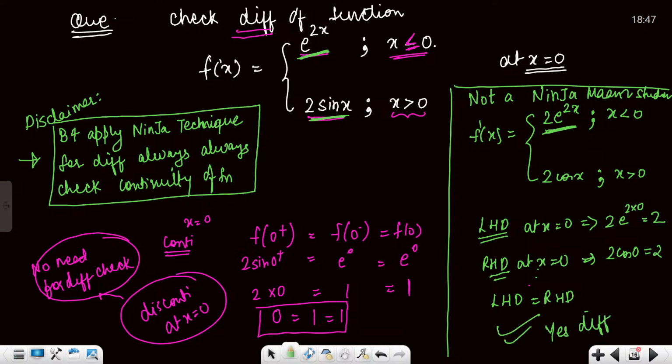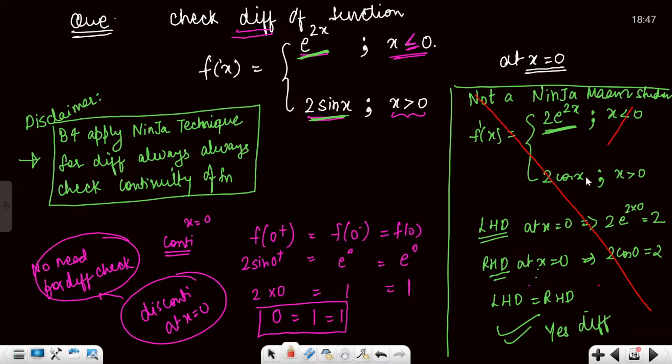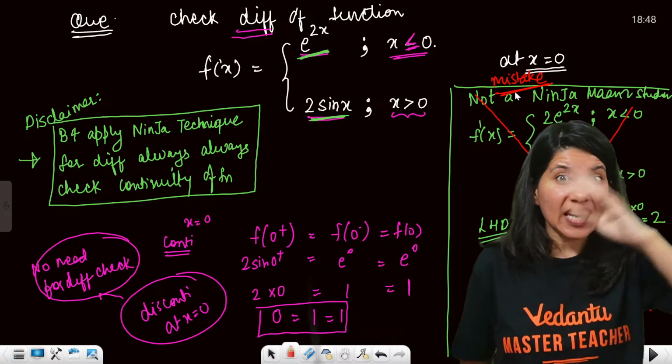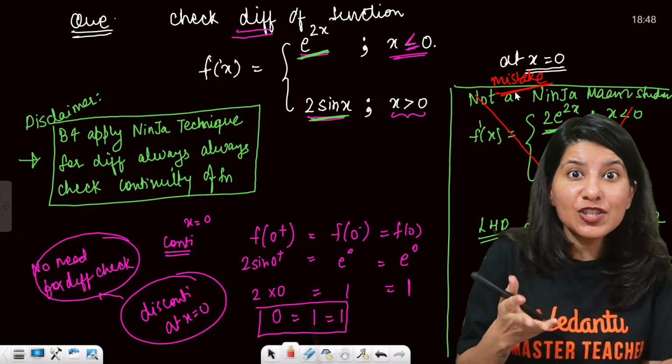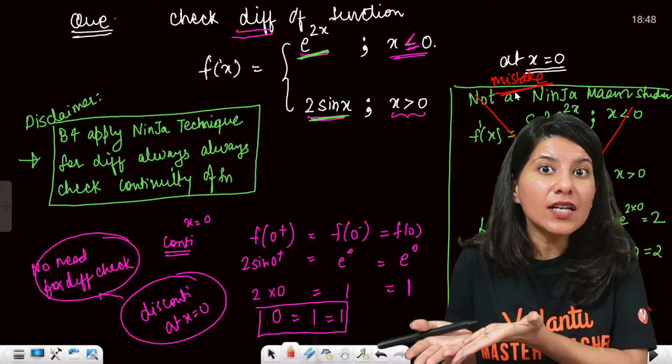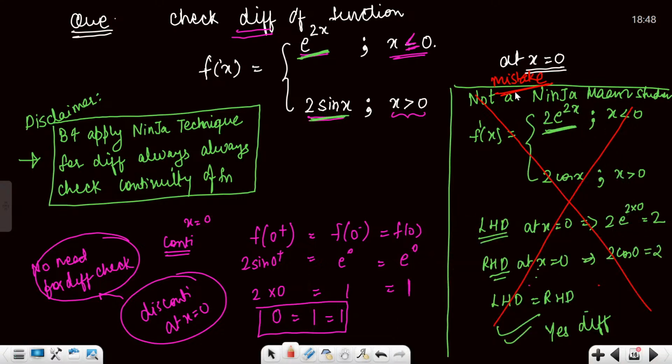Oh my god, big mistake. Can you spot the mistake? This is a mistake, I am cancelling it. Even though he gets LHD and RHD equal, because the function is discontinuous, the function is not differentiable. Are you understanding my point? Have a look. Let me know if you have any doubts.